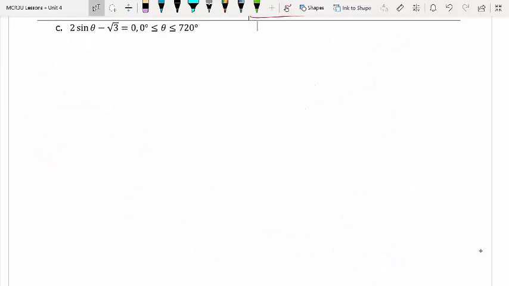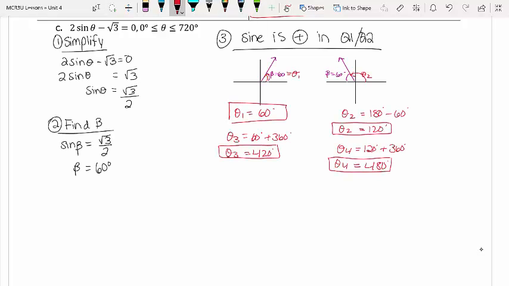Okay, please pause the video and try this last one. It does require some simplification first, and the domain has been extended to 720 degrees. Okay, so hopefully you got the same answer as I did. The very first thing you want to do is simplify. Okay, and you would have got sine theta is equal to root 3 over 2. Then you're going to find your related acute angle using the positive version of the ratio, which it already was positive, and you're going to use your special triangles for this one. So you get 60 degrees is your related acute angle.